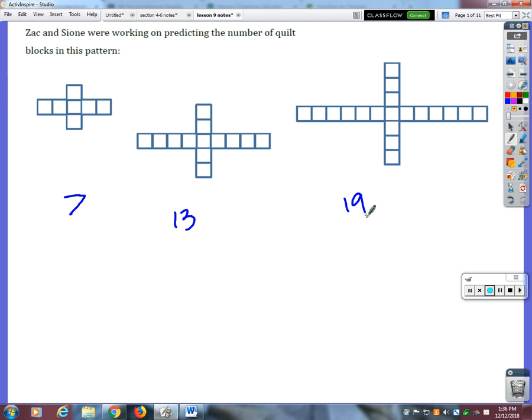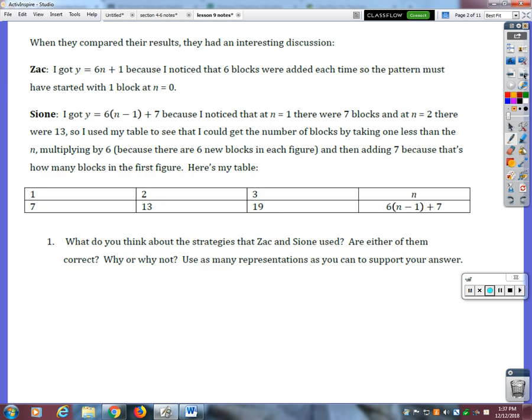Yes, sir. What's happening? How much each time? 6. Okay. So you can see that it is going up by 6 each time. So that means it's an example of an arithmetic pattern, because you're adding the same amount. Would this be discrete or continuous? Discrete, good, because we just have individual patterns, we don't have decimals.